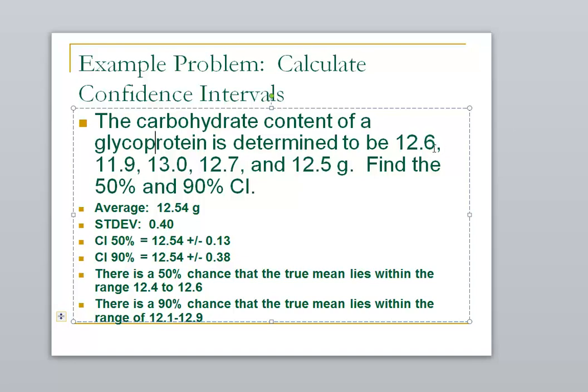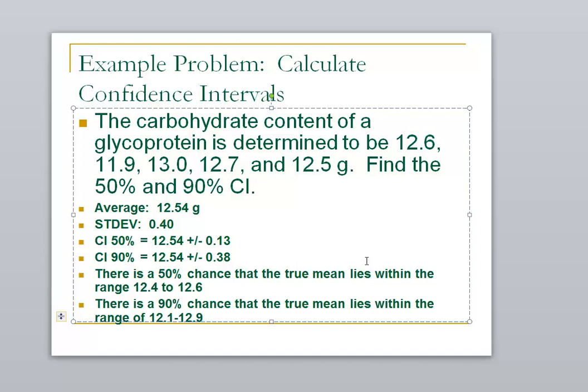12.6, 11.9, 13.0, 12.7, and 12.5. Notice they're all different. That's understandable, right? There's different errors. I handle samples a different way. Things can happen with the transfers, but overall in total they're all really close together, right? They're in the 12 to 13 vicinity.